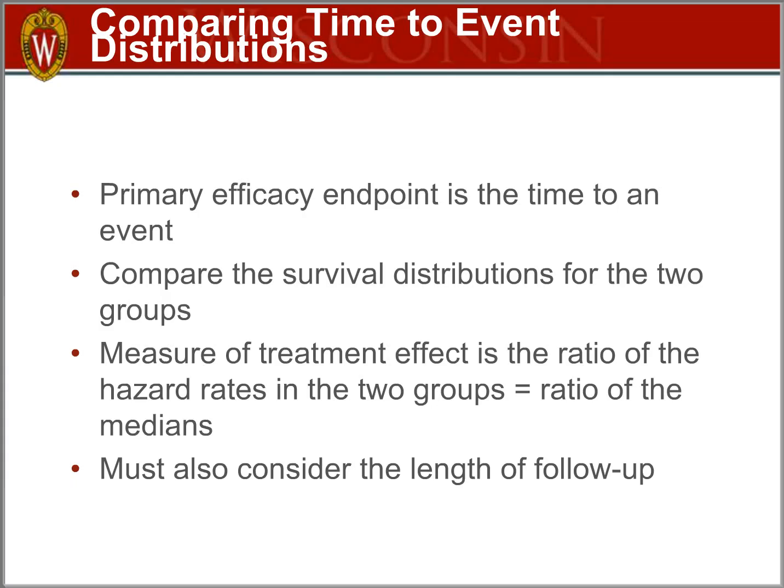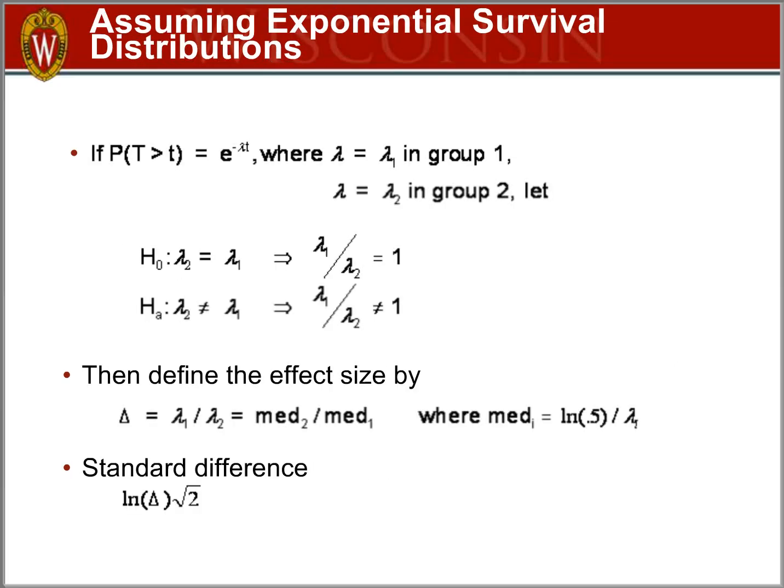How long will we follow the patients to allow them to have an event that we're interested in? This setting is more complicated than the previous two. Here we have to imagine a model, and a common model is the exponential distribution, which models, in many cases, survival or time to event curves quite well.